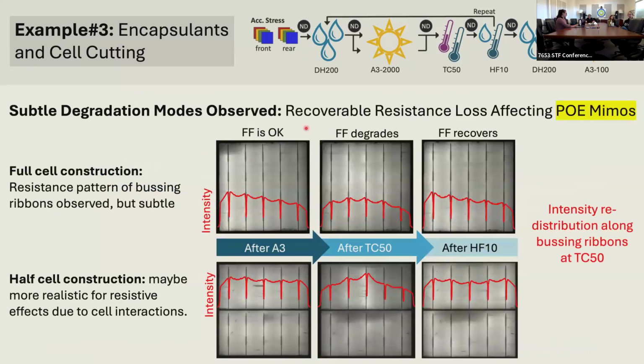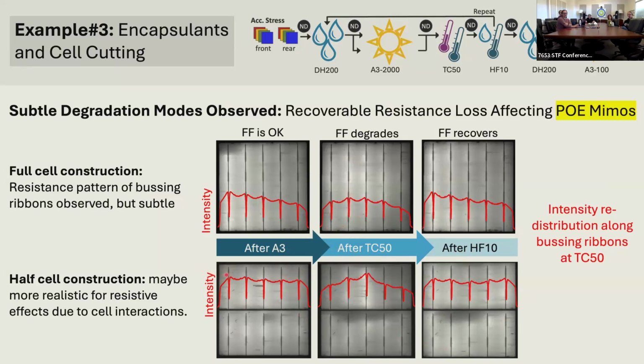So the degradation was most severe in the POE containing mini modules, and it seemed less severe for EPE or EVA, both for the full cells and half cells. So here, these are the POE containing full cell constructions or the POE containing half cell constructions over the course of this recoverable loss, where the loss happened at TC50. So we basically see an intensity redistribution along these busing ribbons.